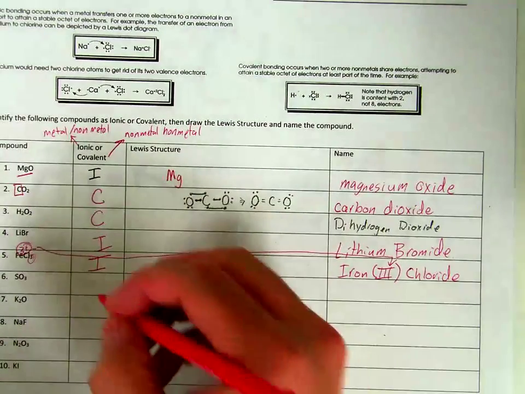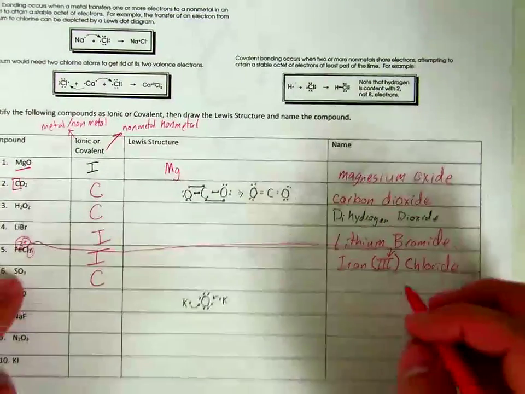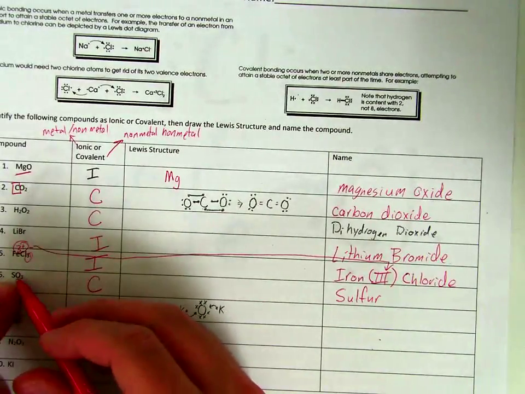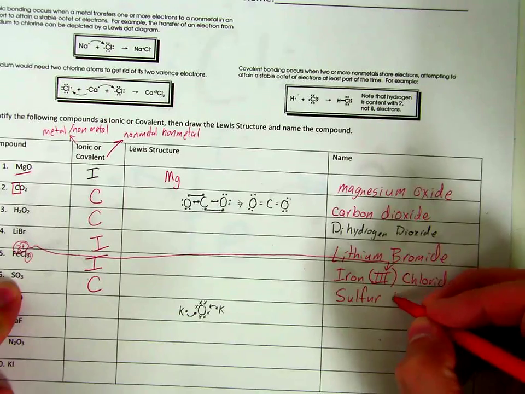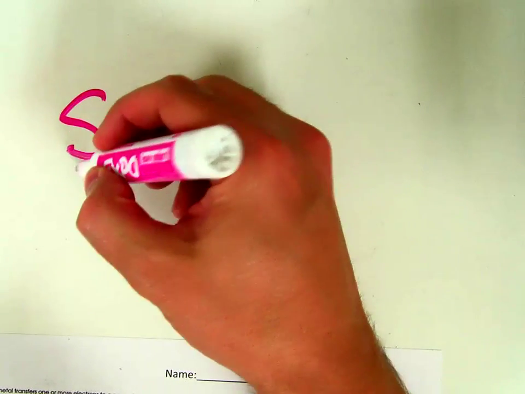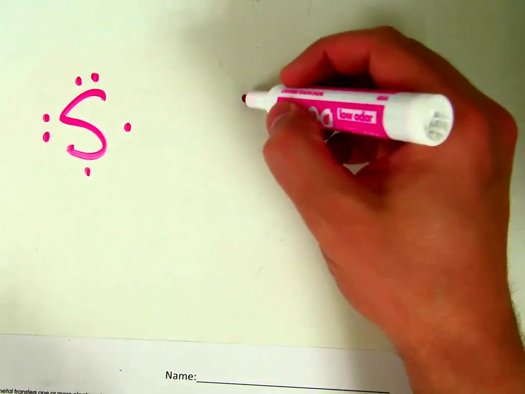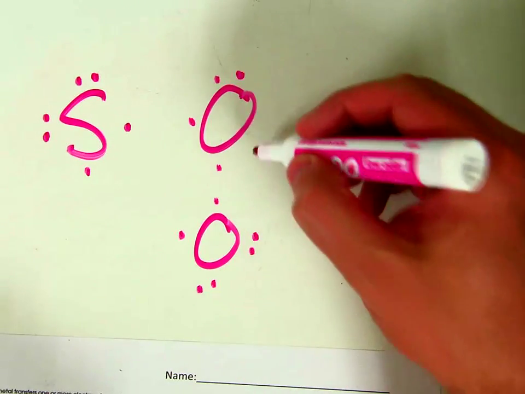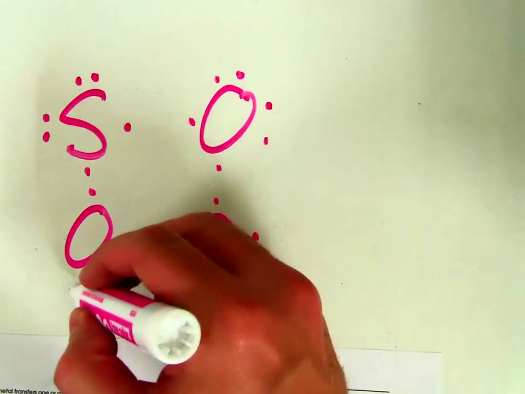SO3 is going to be covalent. S is for sulfur. So sulfur is right underneath oxygen, and this would be sulfur trioxide. So sulfur and oxygen each want to get 2 more bonds to each one. So what's going to happen is they're going to form bonds like this.